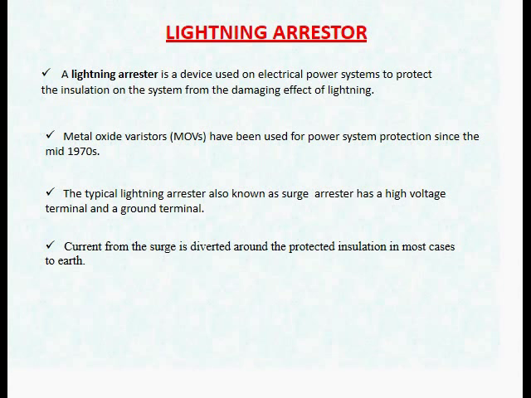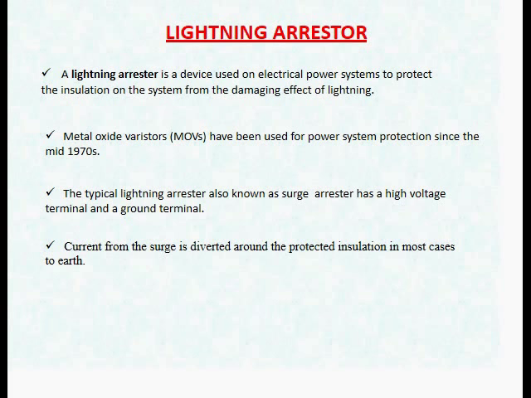Now let's start with each equipment. First I will discuss the lightning arrestor. What is a lightning arrestor? A lightning arrestor is a device used on an electrical power system to protect the insulation of the whole substation from the damaging effect of lightning. So if lightning occurs, the lightning arrestor captures this and sends it to the ground or Mother Earth. So our equipment is protected.